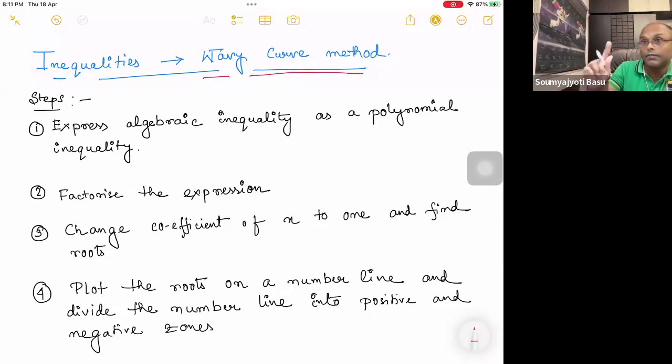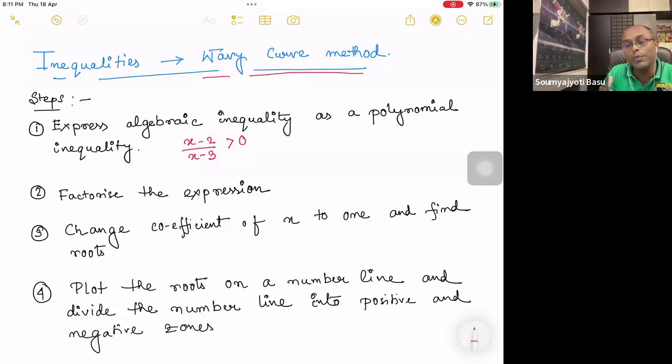First step: we have an algebraic inequality. Express it as a polynomial inequality. You might be a little confused, so let me explain. Let's say you have an inequality something like (x minus 2) by (x minus 3) greater than 0. That is, you have to find the values of x for which (x minus 2) by (x minus 3) is greater than 0.